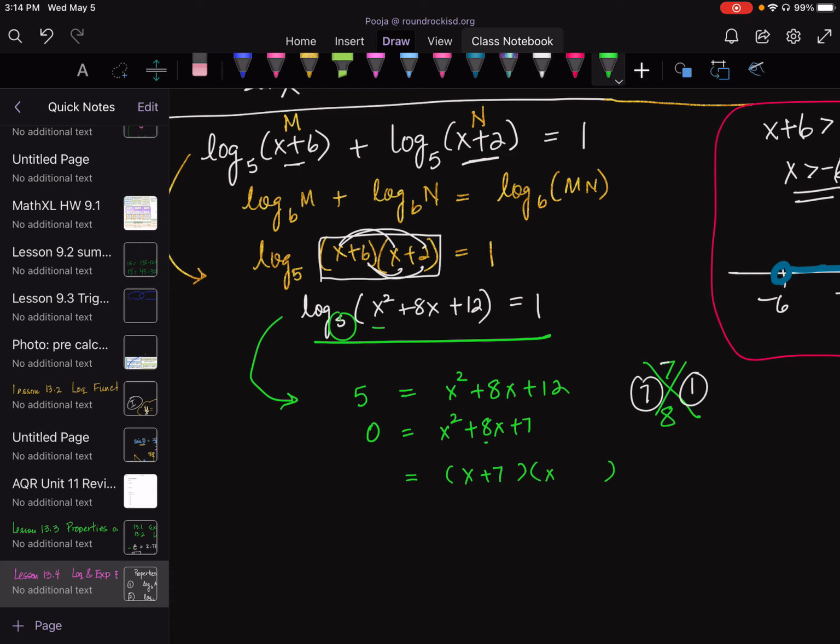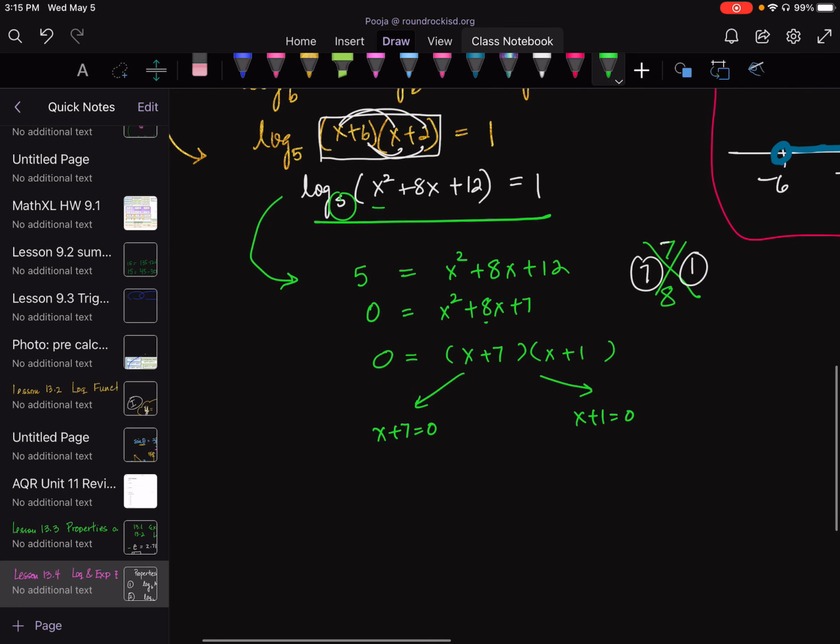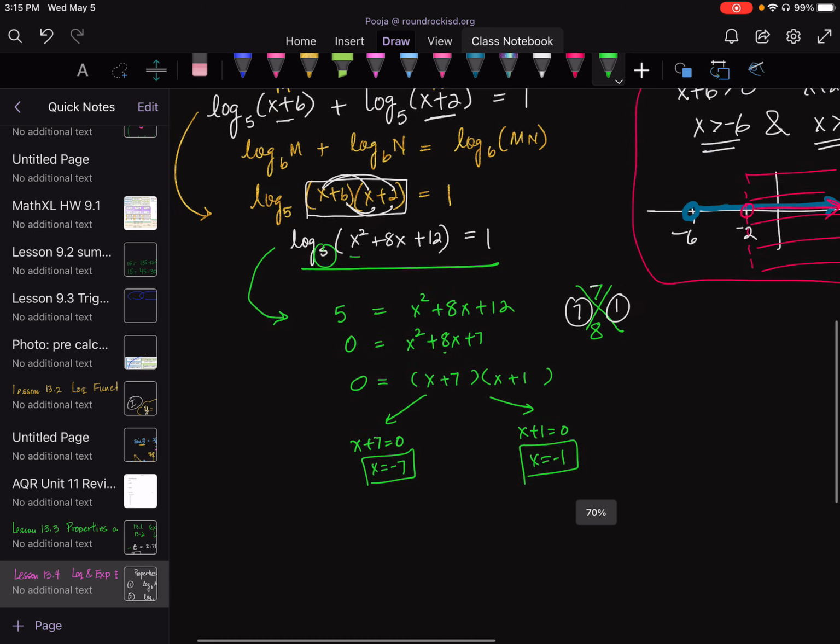It's x plus 7 and x plus 1 equals 0, which means the product of x plus 7 and x plus 1 equals 0, so I can split here, which means either x plus 7 equals 0 or x plus 1 equals 0. Subtract 7 from both sides and subtract 1 from both sides. Okay, we ended up getting 2 answers.